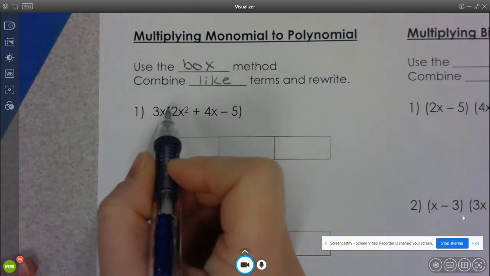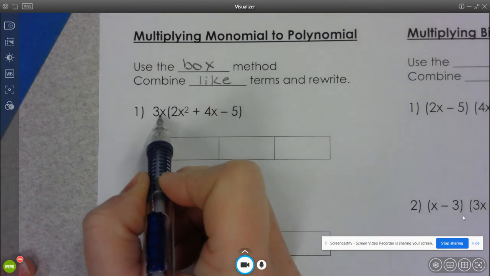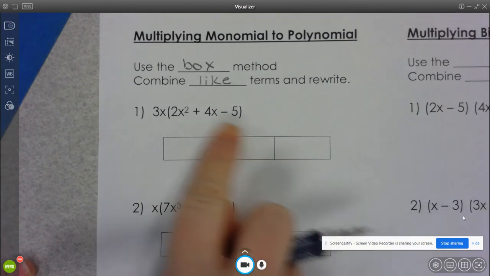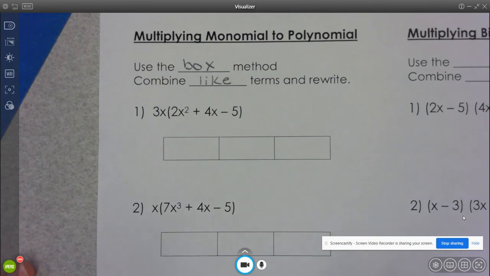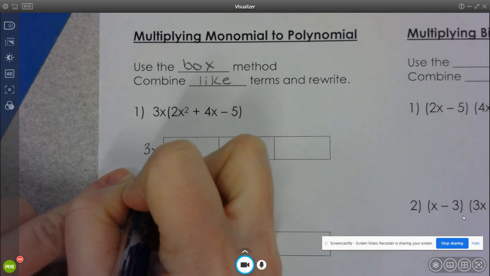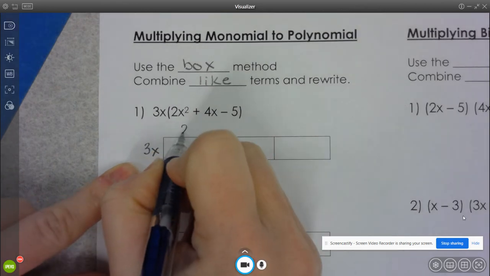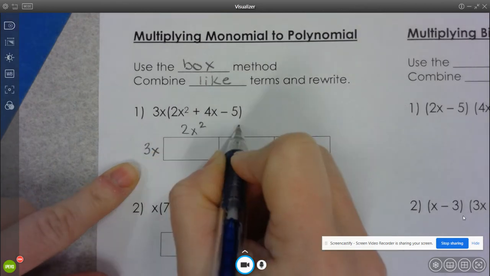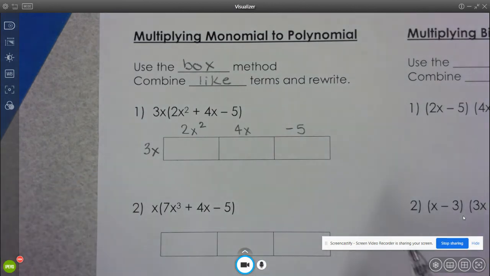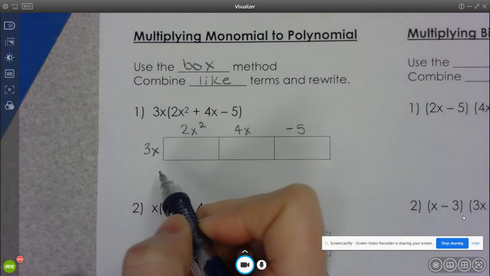Since this is a monomial times a polynomial, they already have our box drawn for us. If you prefer to have your box vertical, that's totally fine. 3x is going to go on this side because that's my one term. I'll have 2x squared, 4x, and negative 5 across the top. And now I'm going to multiply.